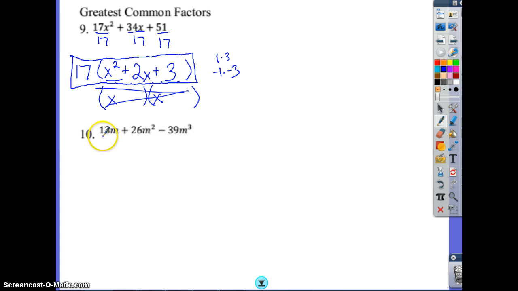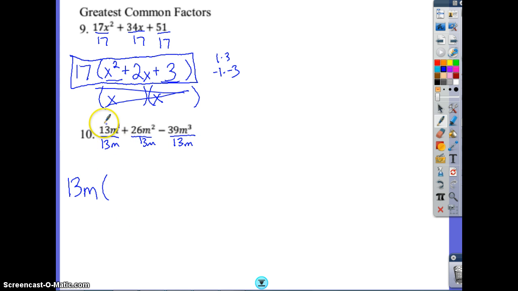You should see that they all have a 13 in common, so we can divide everything by 13. But not only do they have a 13 in common, they also all have an m. And whenever everything has a variable in common, whatever the lowest exponent is the one that's going to be in common with all of them. So an m to the first here is our lowest exponent. So we're going to divide everything by 13m as our greatest common factor.